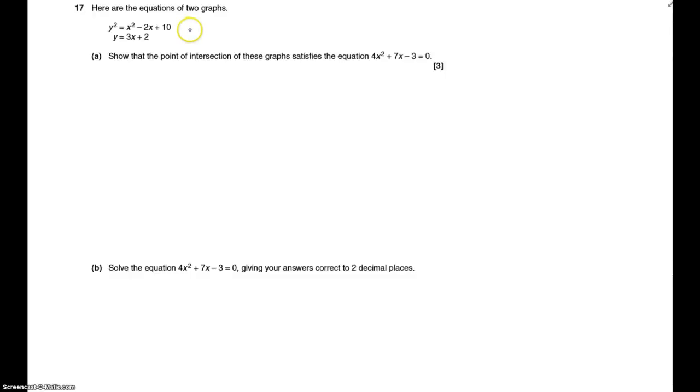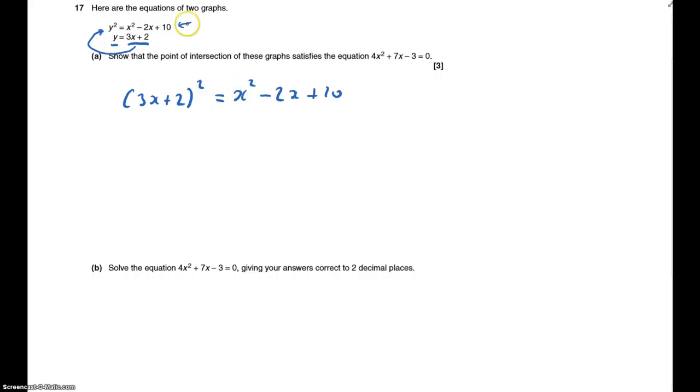Okay, so two graphs. I've got to show the intersection. I've got to solve some simultaneous equations. The second one says that y equals this, and so I've got to substitute the y value into the other one. So instead of writing y squared, I write down (3x + 2) squared, and that equals what's on the right hand side here, which is x squared minus 2x plus 10.